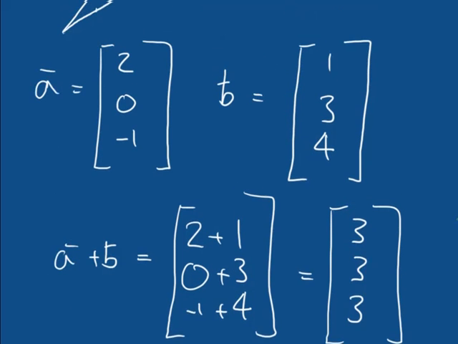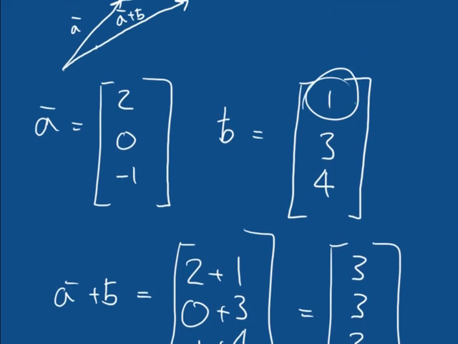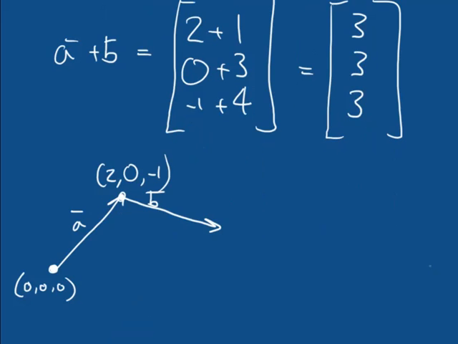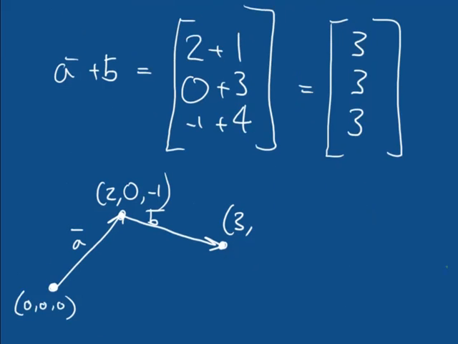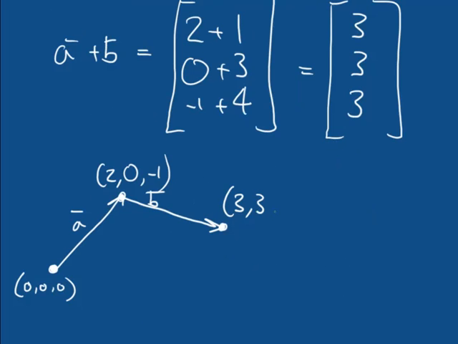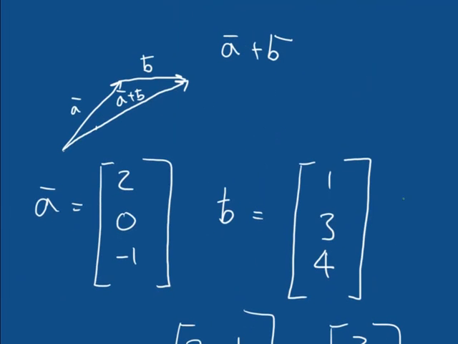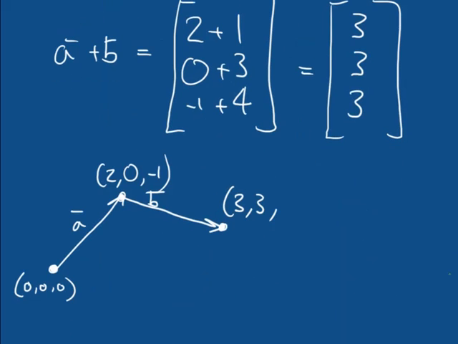If we then travel along vector b, we're going to travel 1 unit in x, 3 units in y, and 4 units in z. So if we started at 2 in x and travel 1 in x, that's going to get us to the point 3 in x. If we started at 0 in y but travelled 3 in y, that's going to get us to 3 in y. And then if we started at -1 in z but we're now travelling 4 in z, that's going to put us at 3 in z.